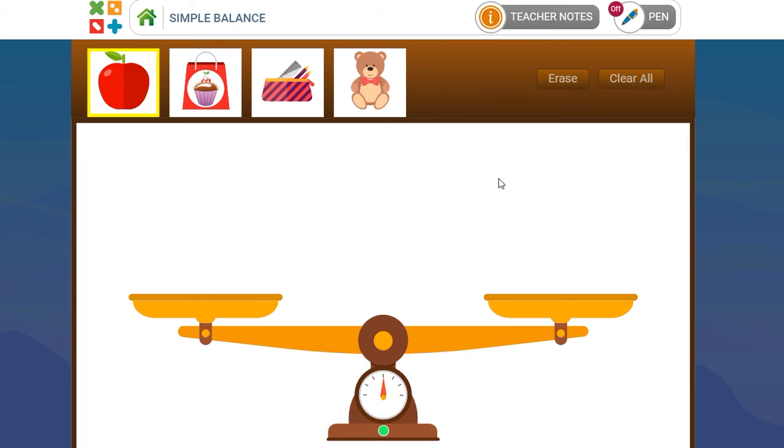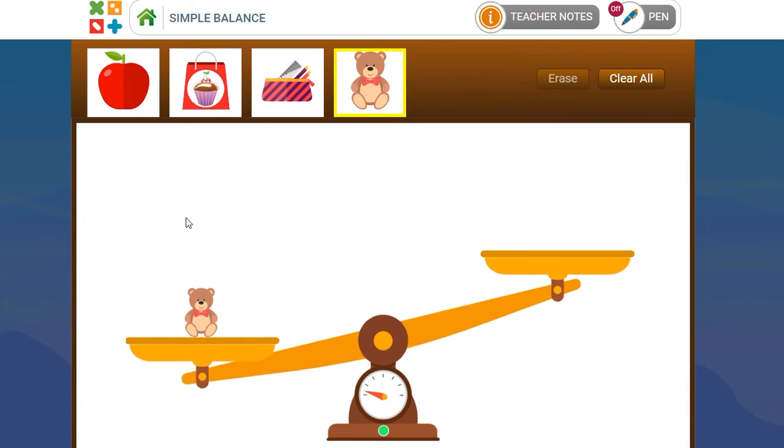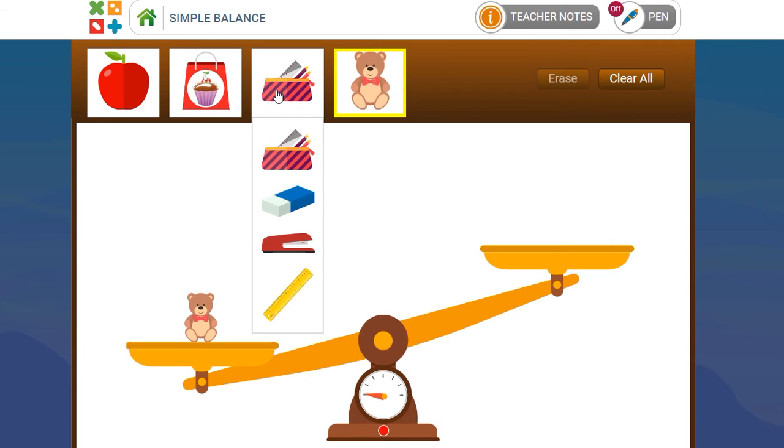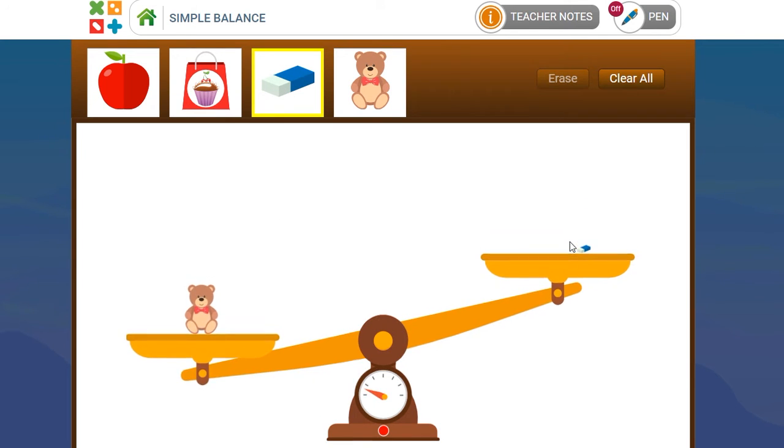So for example, a question could be: find an object that is heavier, lighter, or the same weight as teddy. So we get the teddy and we put the teddy on one side, and then we have to find objects that are heavier than teddy, lighter than teddy, and the same weight. For example, if we put the rubber over here, we can say that teddy is heavier than the rubber, or the rubber is lighter than teddy. So that's a direct comparison.